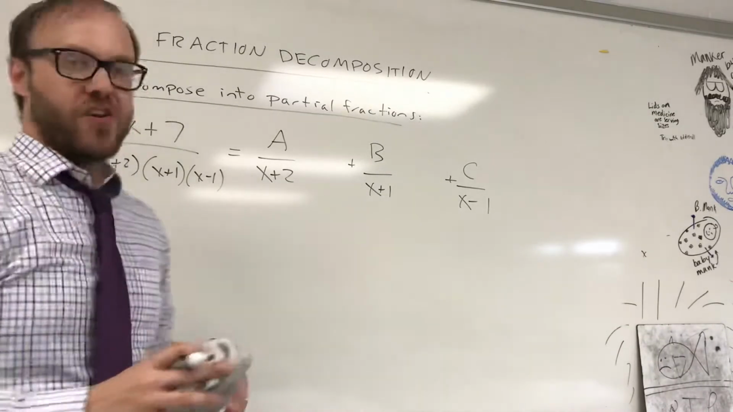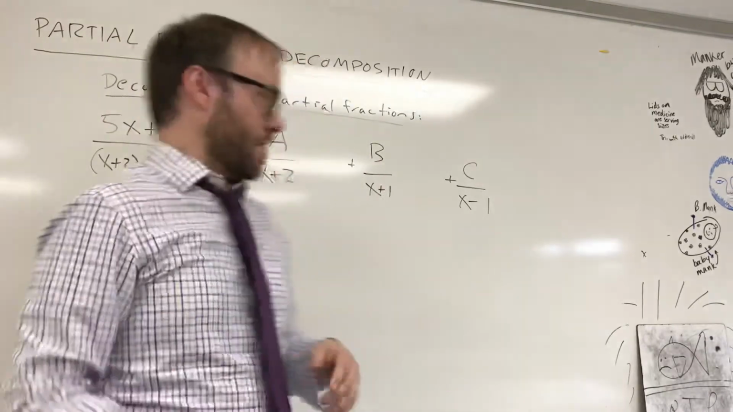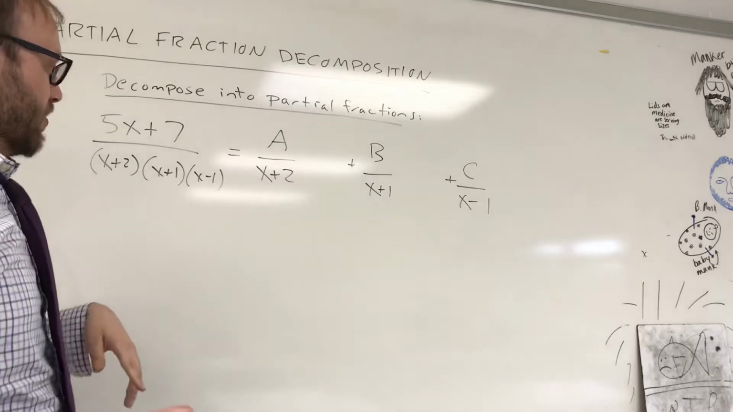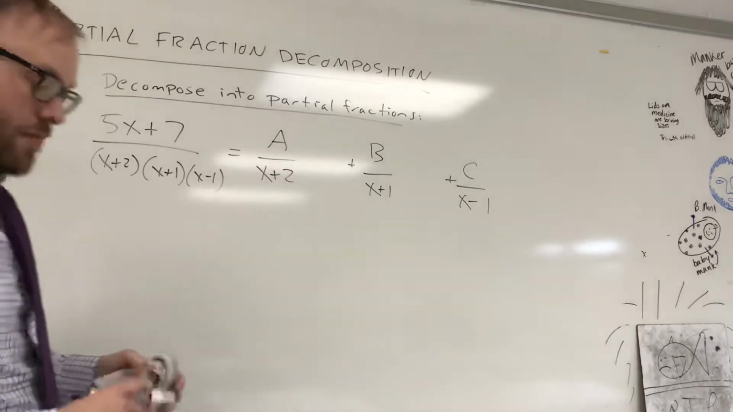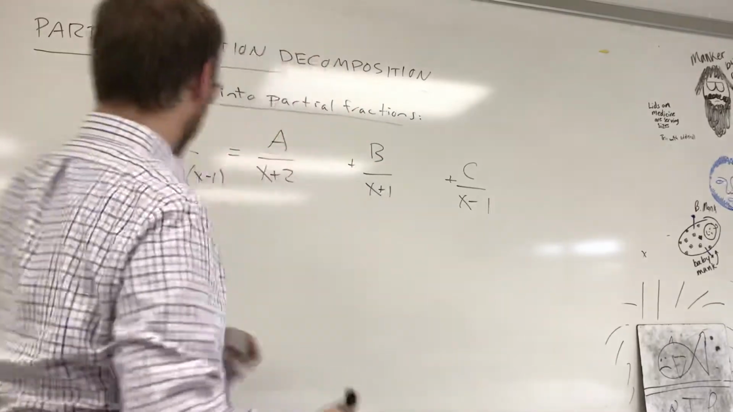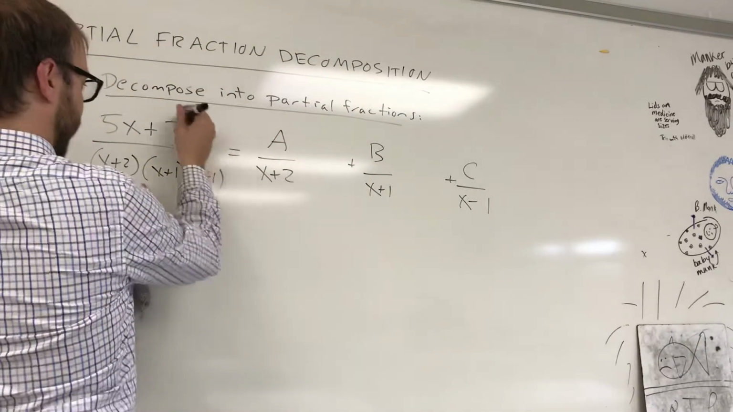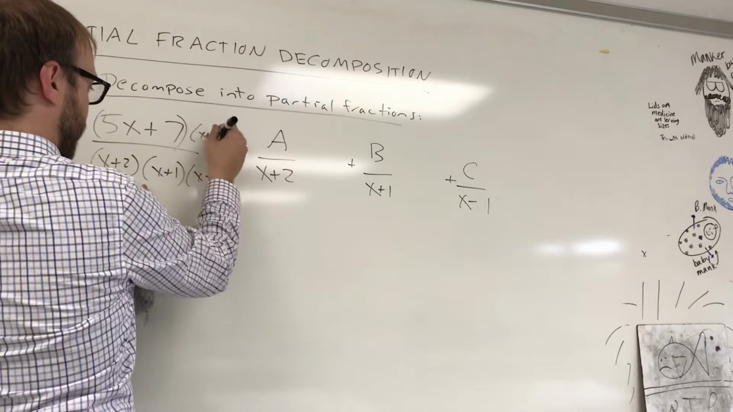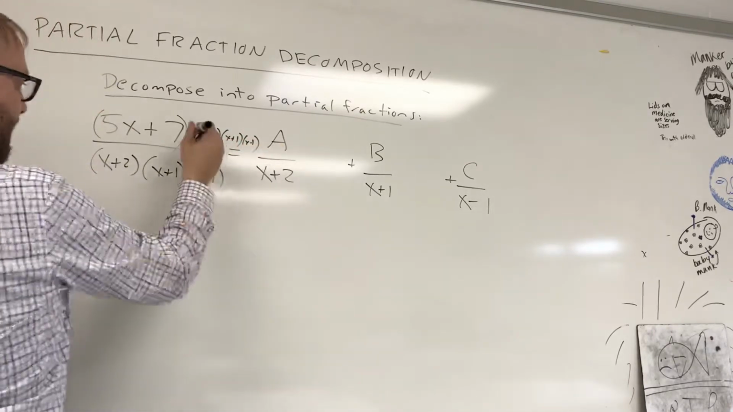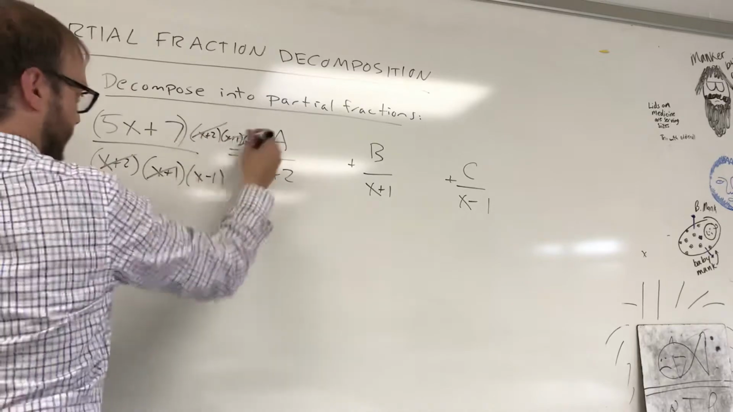Okay, so again, you need a common denominator. The common denominator is going to be the product of all three denominators. Remember that you can actually just knock out the denominator. You can multiply everything by the common denominator. So multiply this by the quantity x plus 2 times quantity x plus 1 times quantity x minus 1. Okay, and that's going to knock out the entire denominator.